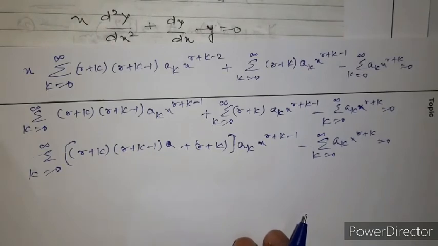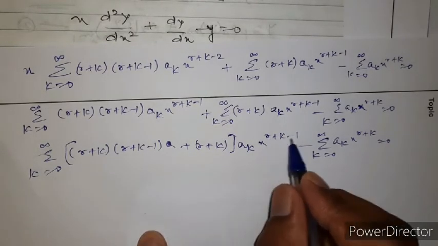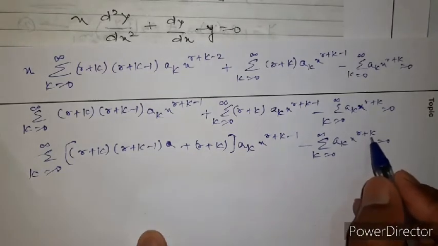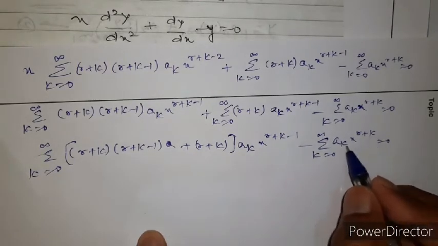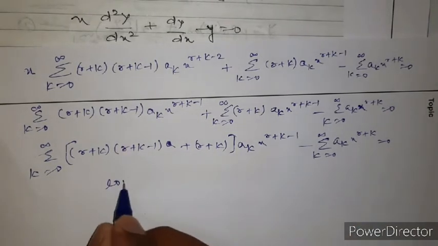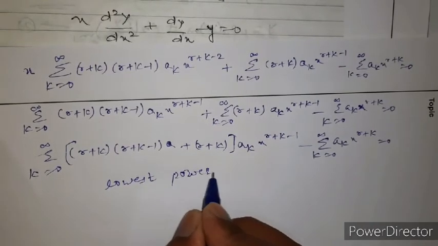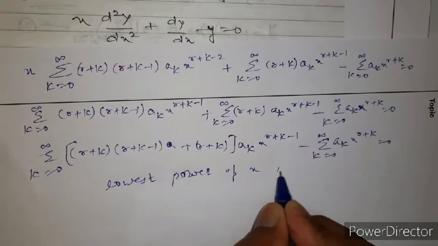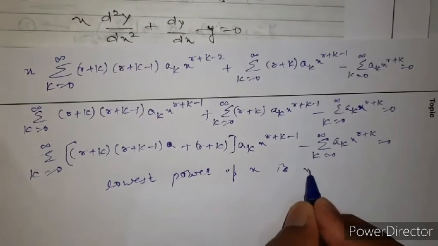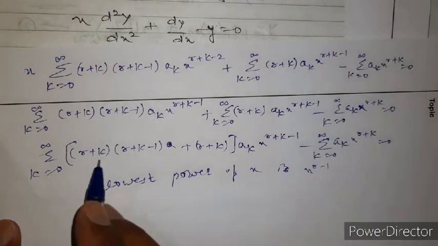For that I have to take k equal to 0. Now check here, if I take k equal to 0, I get x raised to r minus 1, and here if I put k equal to 0 in the second term, I get x raised to r. So which is the lowest? Here x raised to r minus 1 is the lowest. So the lowest power of x is which one? x raised to r minus 1. So take its coefficient equal to 0.